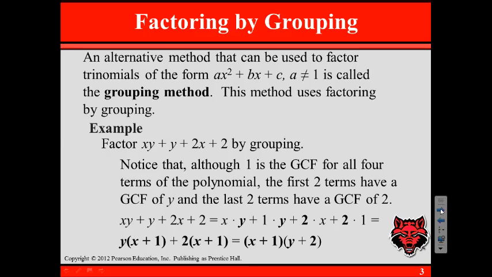After we factor out the GCF, we're going to use a process called factoring by grouping. Hopefully you remember that as we factor by grouping, we are really looking for 3 GCFs. One for the first group, one for the second group, and then one for the resulting group.